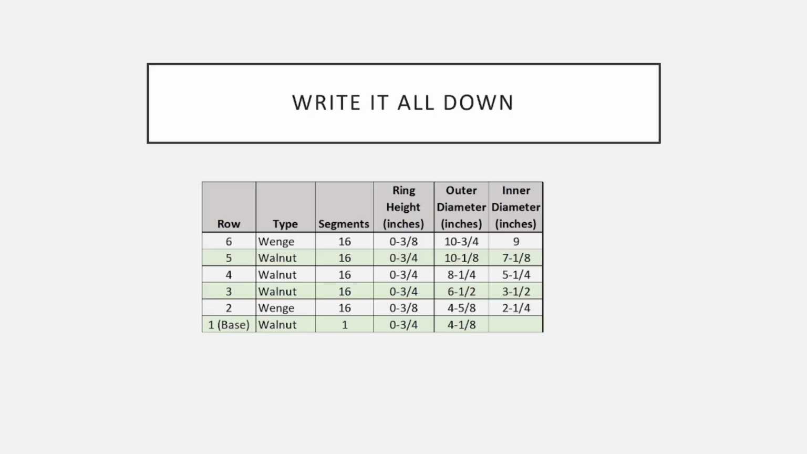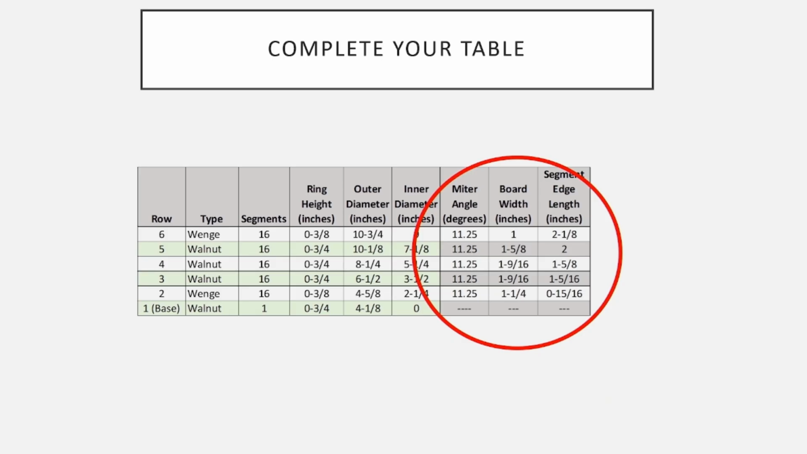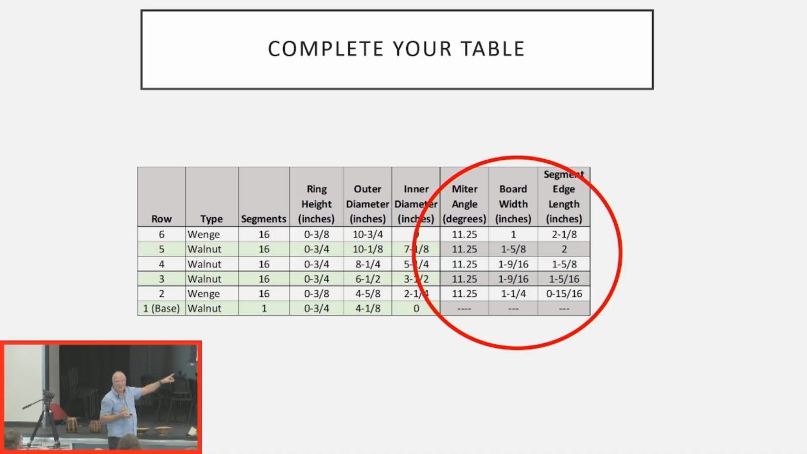So back on this spreadsheet, you see on the board width column there: 1 and 5/8 inch, 1 and 9/16 inch, 1 and 9/16 inch. Those are only a 1/16 of an inch difference. So I am not going to rip separate boards that are only a 1/16 of an inch different. Instead, what I'm going to do is make those three all 1 and 5/8 inch.